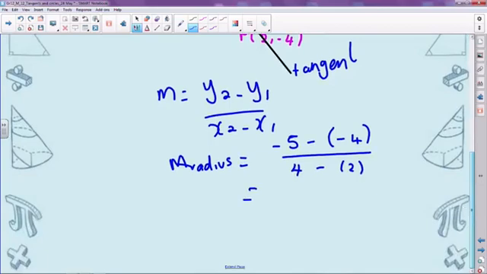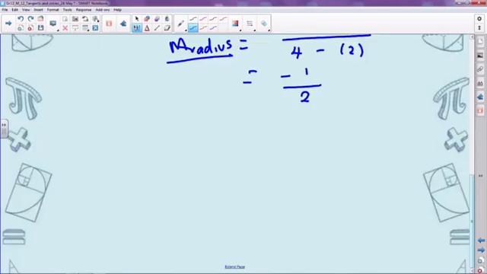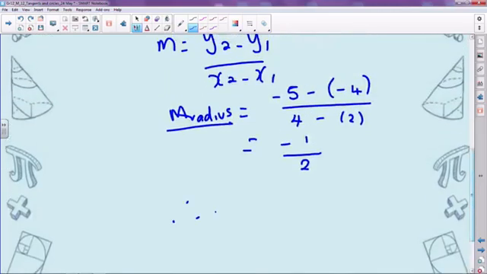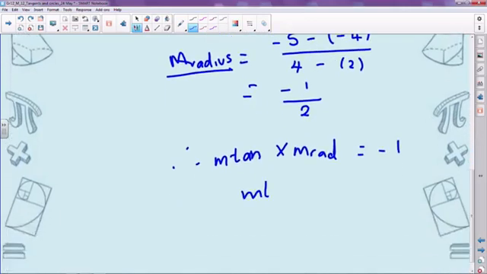Okay, so that's going to give me minus 5 plus 4, which is minus 1, over 2. Now, guys, that's the gradient of your radius. Therefore, the gradient of my tangent times the gradient of my radius is equal to -1. So if the gradient of the radius is -1/2, then the gradient of the tangent is going to be -1 divided by -1/2. So -1 divided by -1/2.